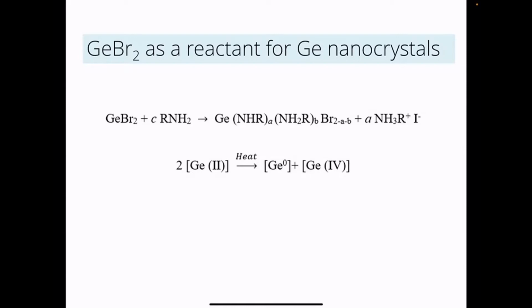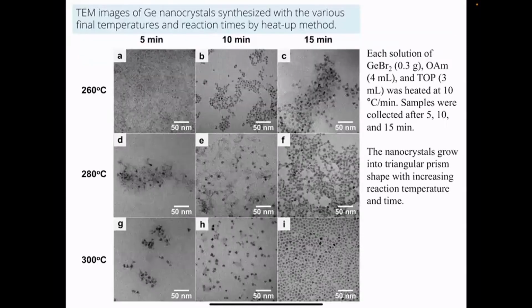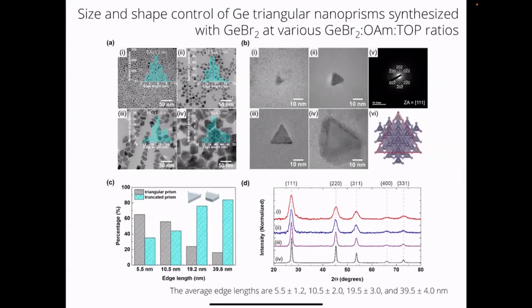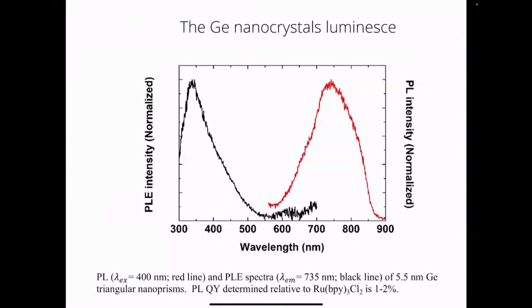I'm going to show you the results from a synthesis using germanium dibromide and oleylamine, and we can make germanium quantum dots using this method colloidally. What's interesting about these dots is that they form these triangular prisms, and that shape turns out to be important for the light emitting properties of germanium because these dots are actually fairly bright. So the photoluminescence quantum yield of the germanium quantum dots is about 1 to 2%.